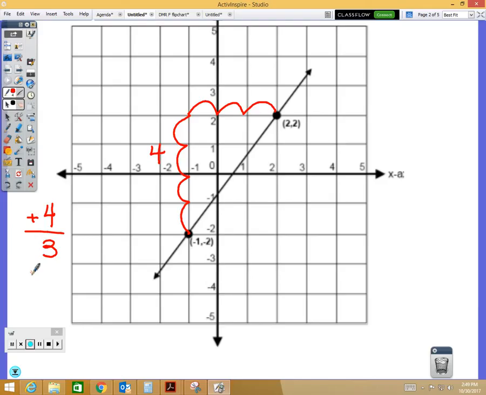All right, you want to leave slope. If slope is an improper fraction, leave it improper. Never, ever, ever write slope as a mixed number, okay? Never write slope as a mixed number.